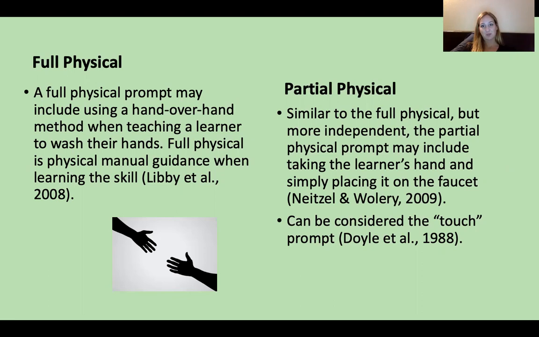Unlike the partial physical prompt, our most supported prompt, the full physical, includes that hand over hand. So you're maintaining the touch. With the faucet example, this may be placing their hand on the faucet and then turning the faucet on while your hand is still on there. So you're doing it together. The full physical prompt is a physical manual guidance into learning the new skill. Again, it is the most supported and it's the last on the list for least to most prompting.